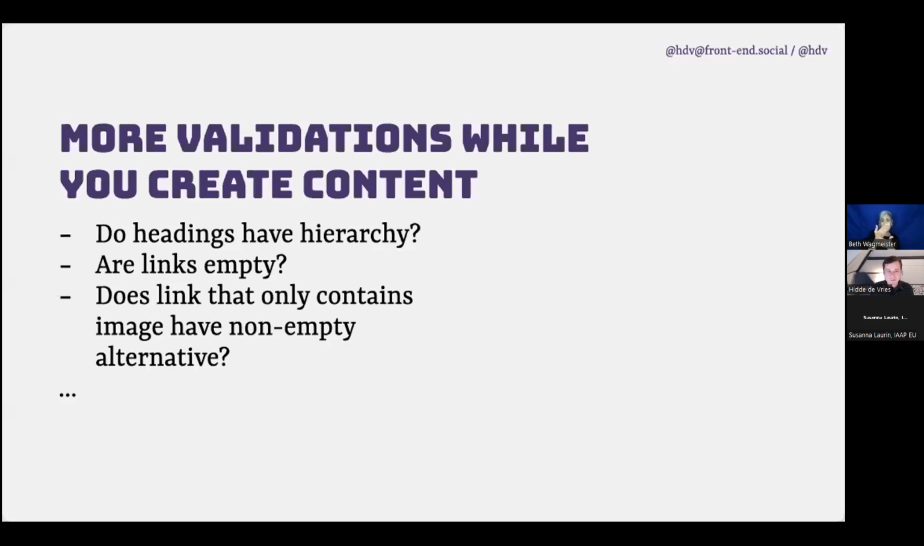A CMS as an accessibility assistant is something you can do when you store everything as data. Then there are a lot of validations that you could think about, like, do the headings have a hierarchy? Are there any links with 0 content? Which would be bad. Or are there links with images that don't have an alternative or have an empty alternative? Would be bad because the link wouldn't have an accessible name, for instance.